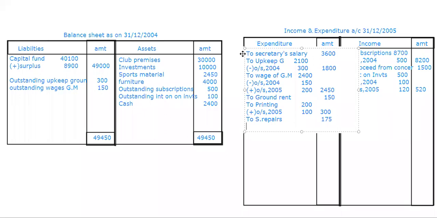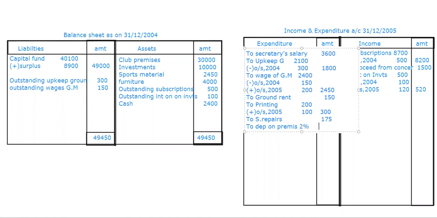All the textbook items I've completed. Now I'll come to the adjustments. Here I have taken outstanding wages, outstanding printing, and outstanding income interest on investments. Now the leftover part is three things: depreciation on premises, depreciation on furniture, and depreciation on sports equipment. So those three things I'm going to take. First, depreciation on premises. How much percentage is it? 2%.